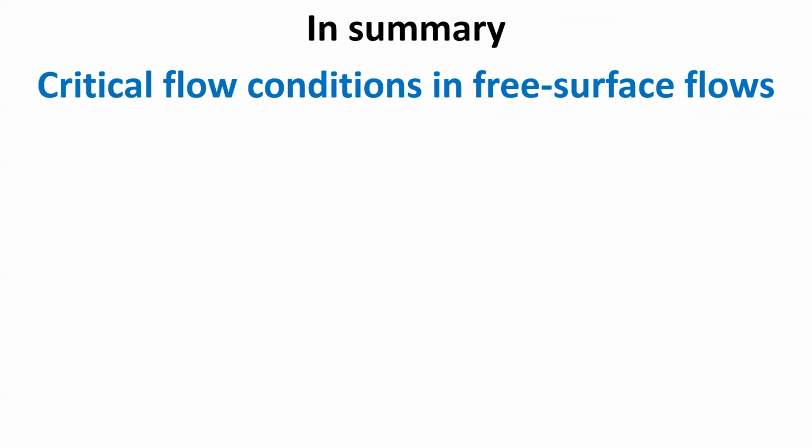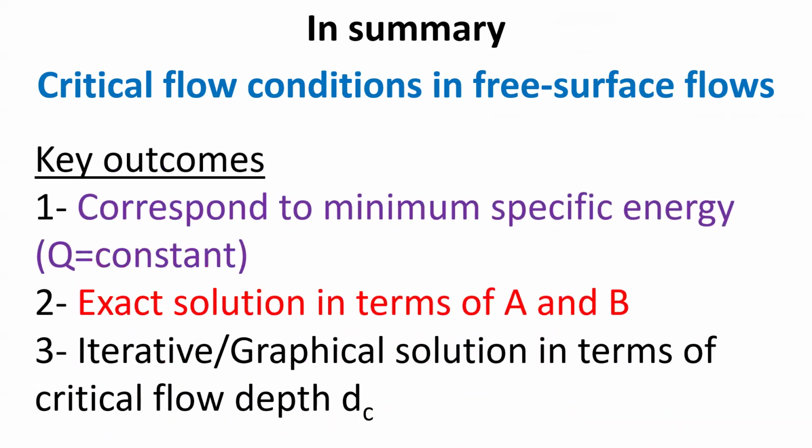In summary, critical flow conditions in free surface flow correspond to minimum specific energy for a constant discharge. There is an exact solution in terms of the cross-section area A and free surface width B, which can be solved iteratively or graphically in terms of the critical flow depth.